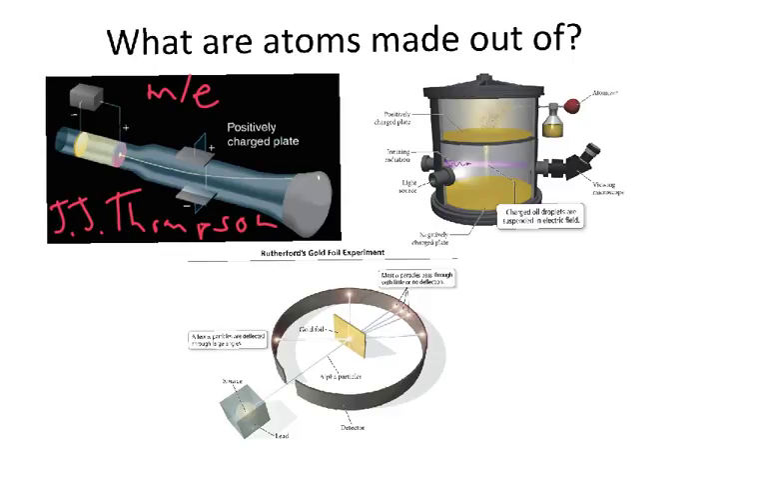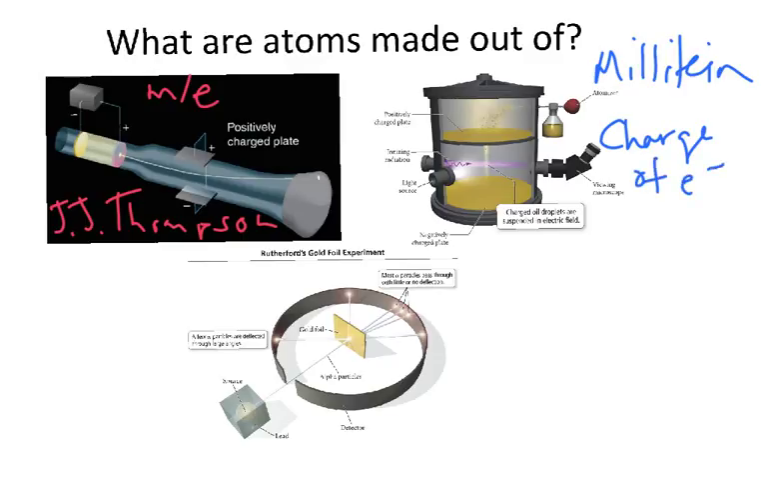And then after J.J. Thomson, Robert Millikan did the oil drop experiment, and using J.J. Thomson's charge to mass ratio, he was able to calculate the charge of a single electron. And then, so this led people to start to think about what atoms were really composed of.